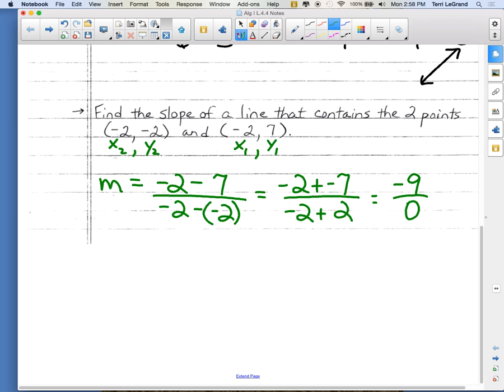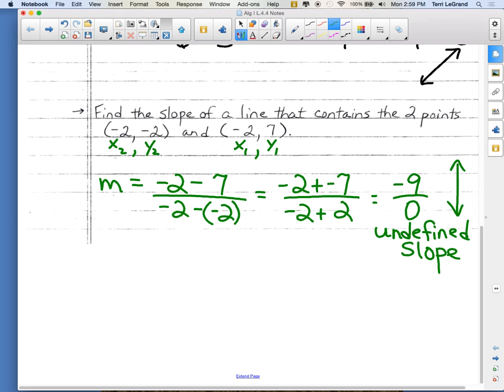Undefined. Why? You cannot divide by 0. So we stop right here and say, you can't divide by 0. So this has an undefined slope. Well, if it has an undefined slope, what is the behavior of this line? Up and down, what kind is that called? It's a vertical line, yeah. So we have ourselves here a vertical line. That's the behavior. That's what we should expect.